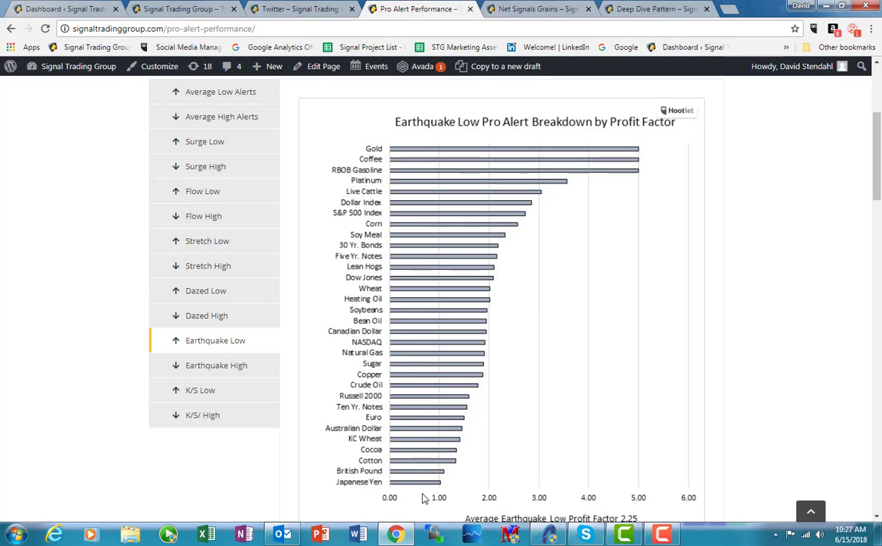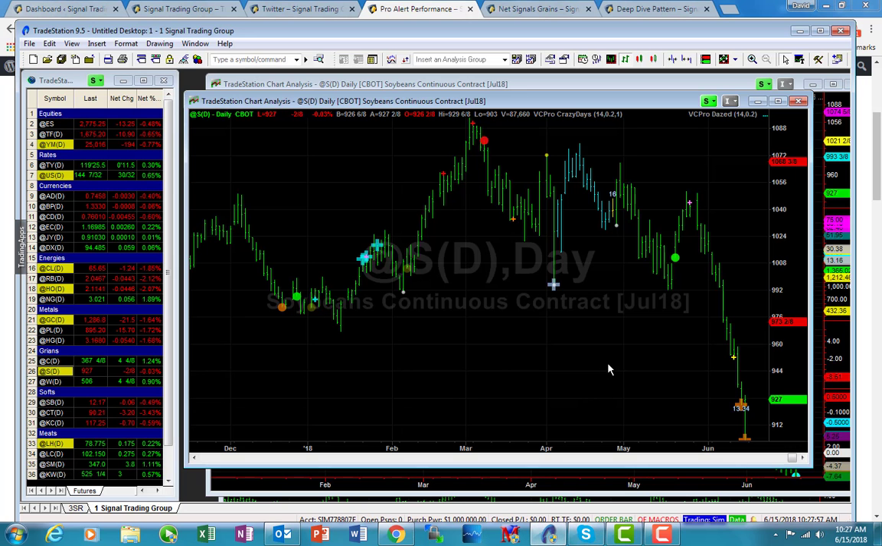So here's a list of all the different markets. The lowest one is Japanese yen, and it's basically at 1. But soybeans, further up the list here, is approaching 2. That's very good. And so it's not a bad alert that when you have this crescendo effect, the market does an abrupt stop. Let me just pull up the alert here.